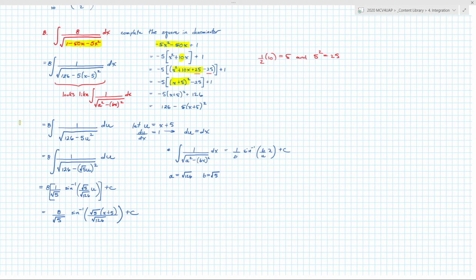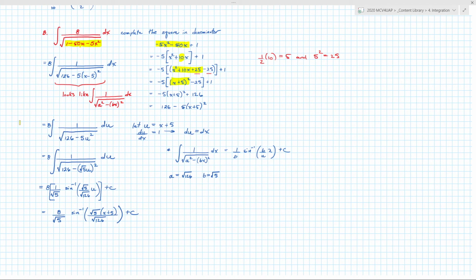I need to let u equal that x plus 5. Because if you look at our formula, it's just got an x squared. It doesn't have an x minus anything squared. So I let u equal x plus 5. From that, I end up getting that dx is equal to du. So my integral becomes 8 times the integral of 1 over root of 126 minus 5u squared.